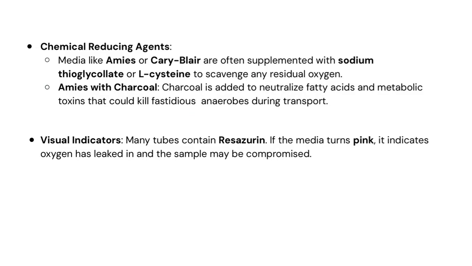Let's talk about chemical-reducing agents in transport media. These agents, like sodium thioglycolate or L-cysteine, help mop up any leftover oxygen that could harm sensitive bacteria. In Amies media with charcoal, the charcoal works to neutralize fatty acids and toxins that might kill delicate anaerobes during transport. Many tubes also include a visual indicator called resazurin. If it turns pink, that means oxygen has leaked in, and the sample might not be reliable anymore. It's a clever way to keep samples safe on the move.